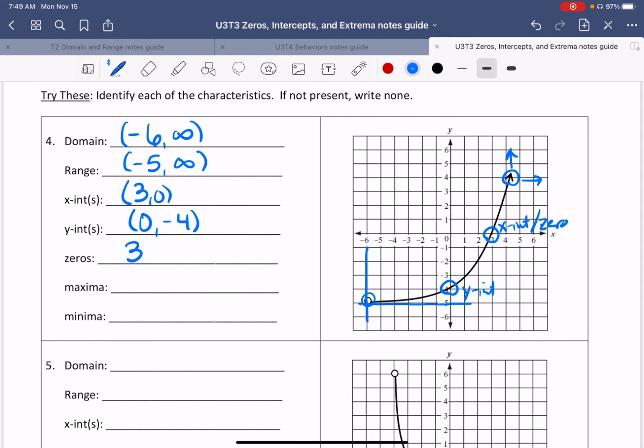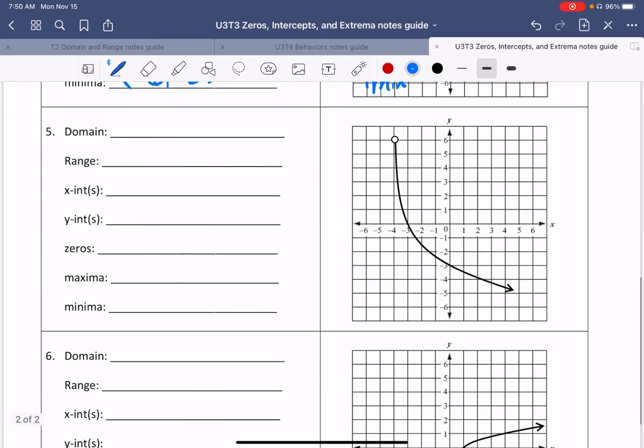Maxima, there's no single highest point since we're going up forever. So none or NA. And minima, single lowest point, we do have one of those. That is right here. So that is the lowest point on our graph. And that was at -6, -5. Ordered pair, so we're using parentheses there.